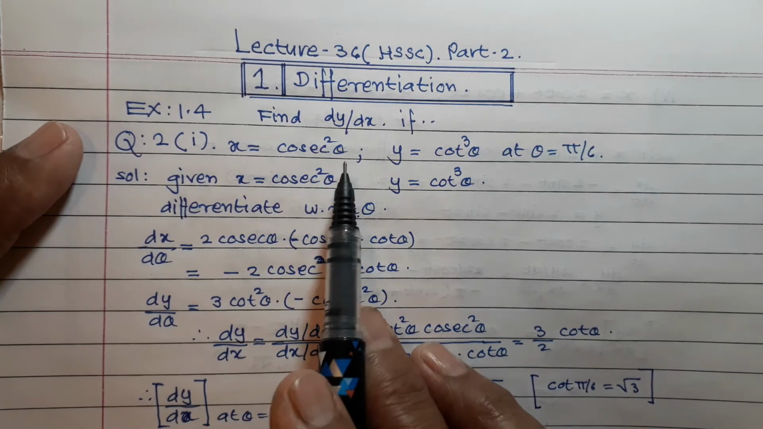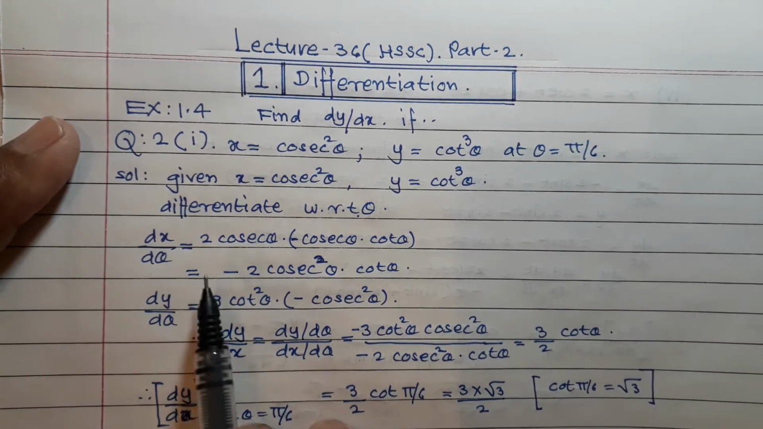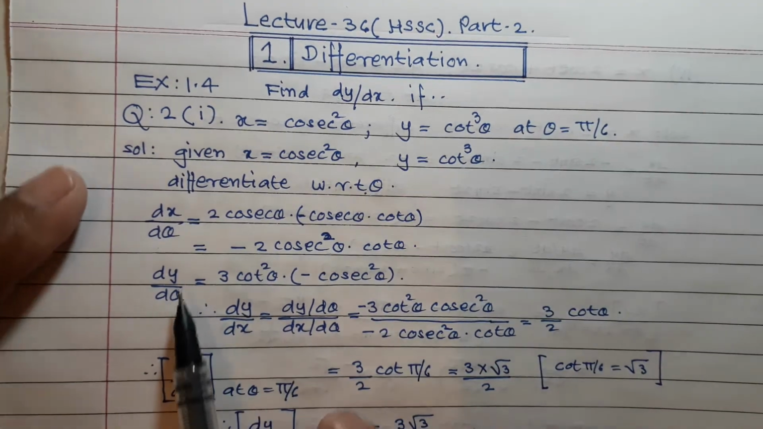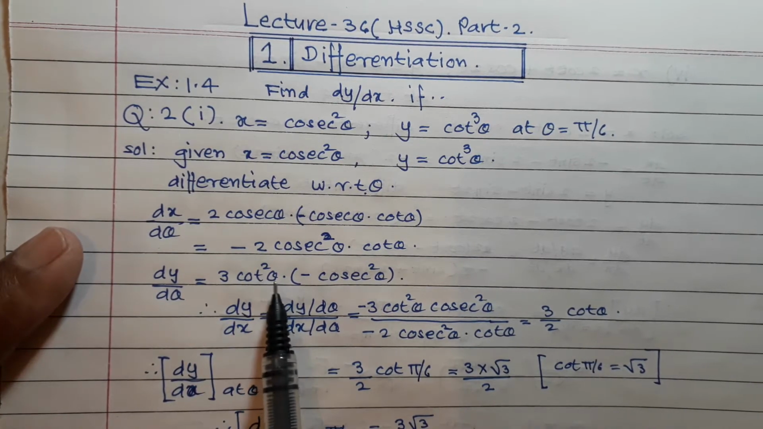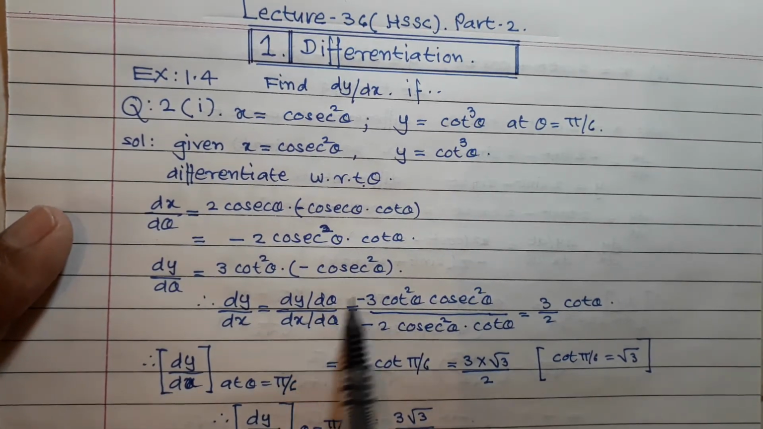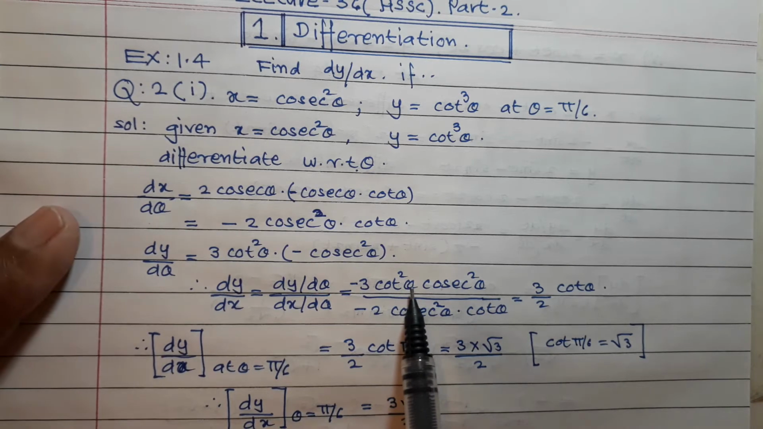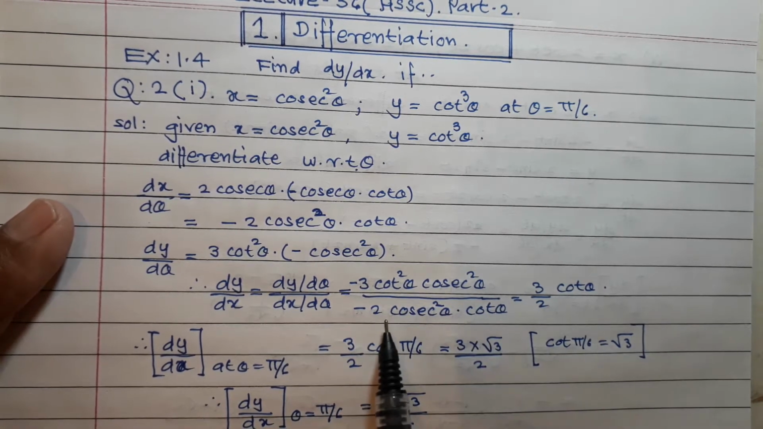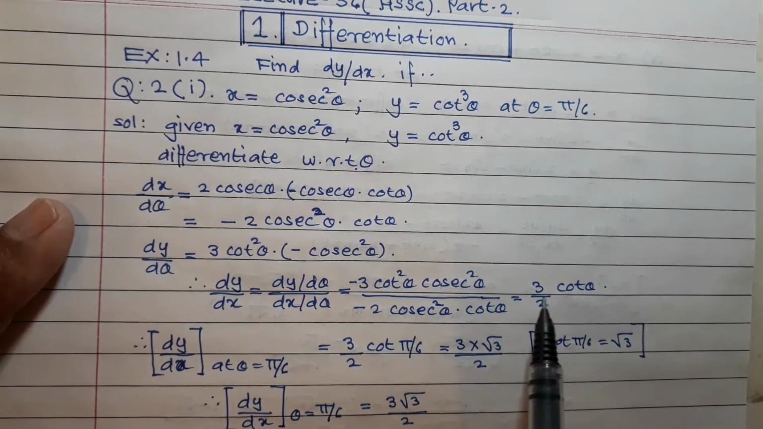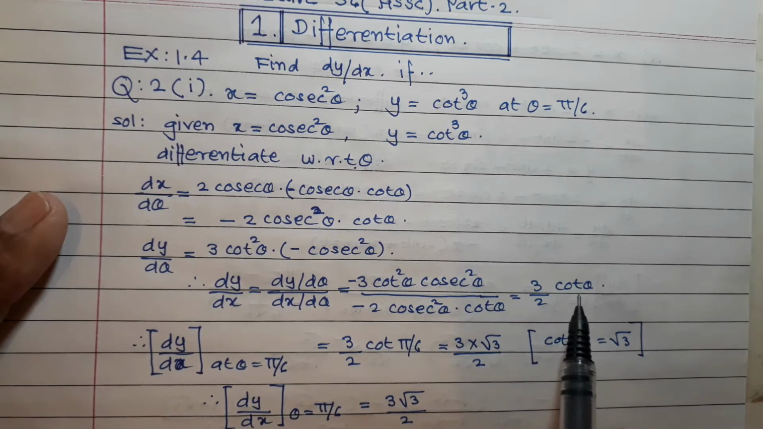So first differentiate the square, and then the derivative of cosec θ. So dx/dθ = -2 cosec² θ cot θ. dy/dθ = 3 cot² θ into minus cosec² θ. And therefore dy/dx = (dy/dθ)/(dx/dθ) = -3 cot² θ cosec² θ upon -2 cosec² θ cot θ. Cosec² θ gets cancelled, and the minus sign gets cancelled, so it is equal to 3/2 cot θ.